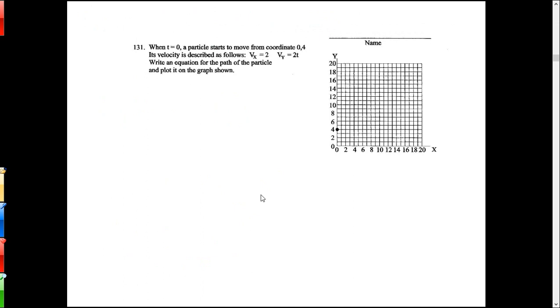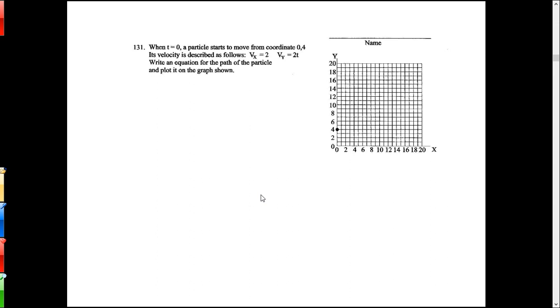All right, now we get into the curved motion using Cartesian coordinates. When t is 0, a particle starts to move from coordinates 0, 4. Its velocity is described as follows: Vx is 2 and Vy is 2t. Write an equation for the path of the particle and plot it on the graph.